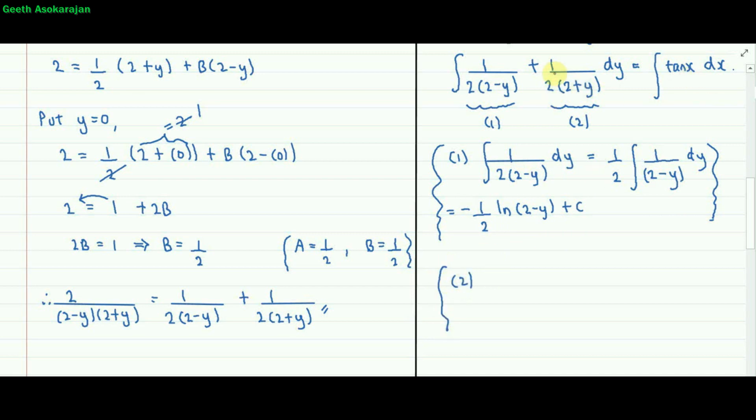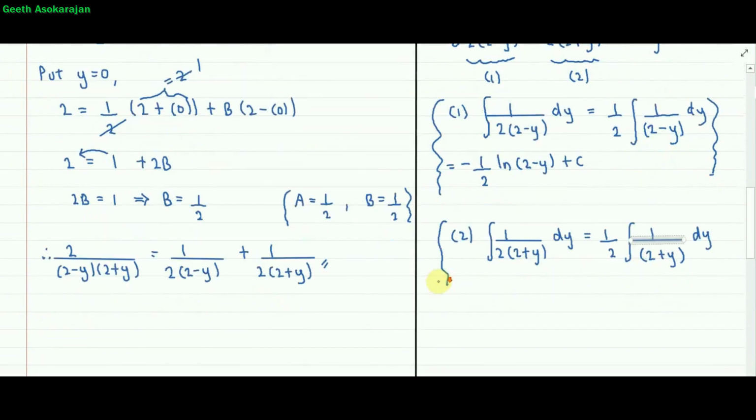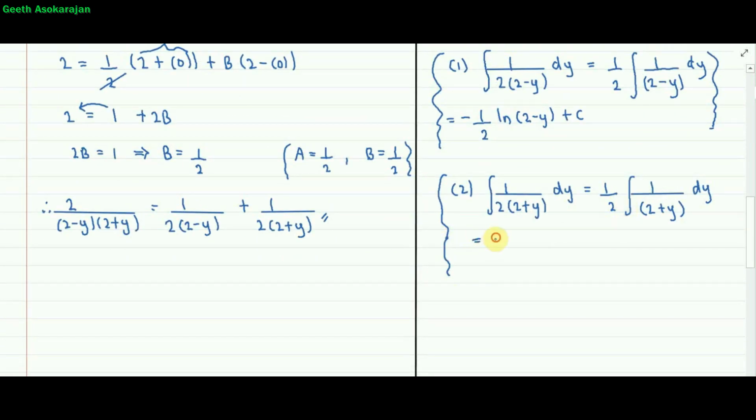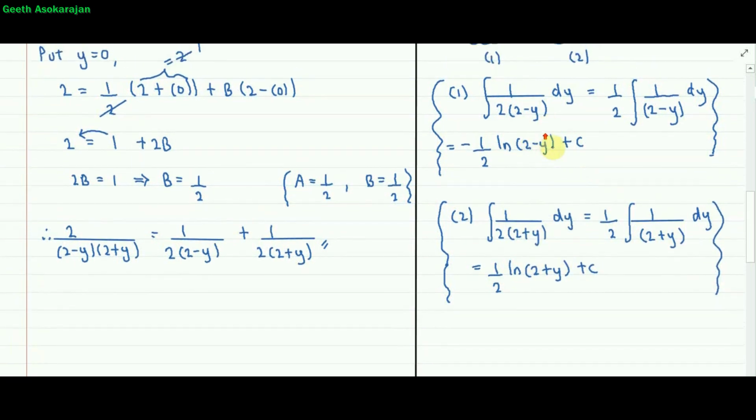Doing the same for number 2. So here's number 2. If we integrate 1 over 2 into 2 plus y with respect to y. Let's go through this integral also. Again, I'm going to take the 1 over 2 as a factor outside my integral sign. And within the integral, I've got 1 over 2 plus y left to integrate. So I'm going to have a half, that comes from here. And if I integrate 1 over 2 plus y, we're going to have ln 2 plus y, together with this half, half ln 2 plus y. Let's just add a c for completeness. So here are the solutions to integral 2 as well as integral 1.